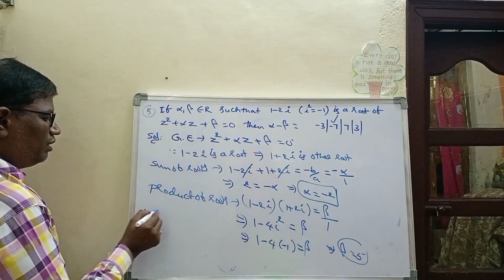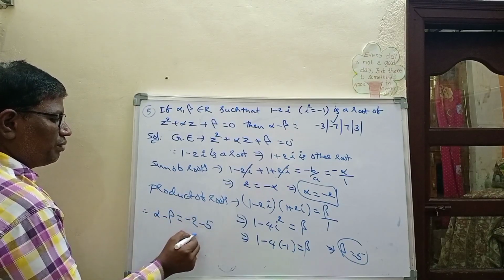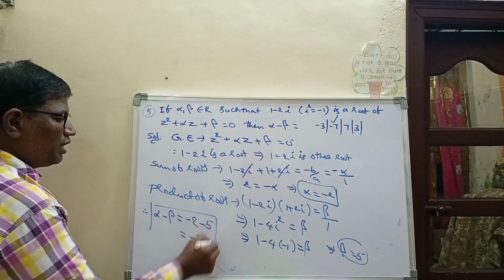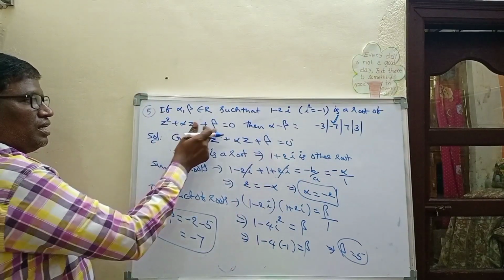Now we want to find alpha minus beta. Alpha means minus 2, beta means 5, that means minus 7. Alpha minus beta is equal to minus 7. Minus 7 is the second option, correct. This is a very easy question.